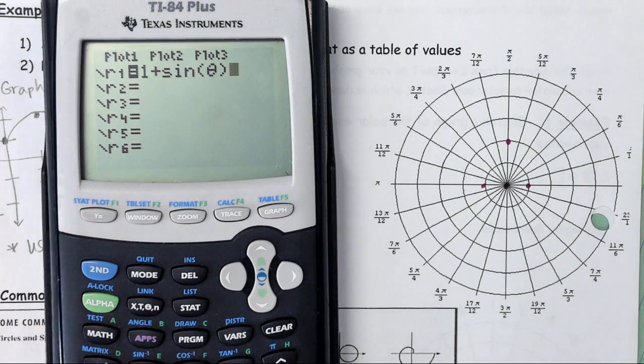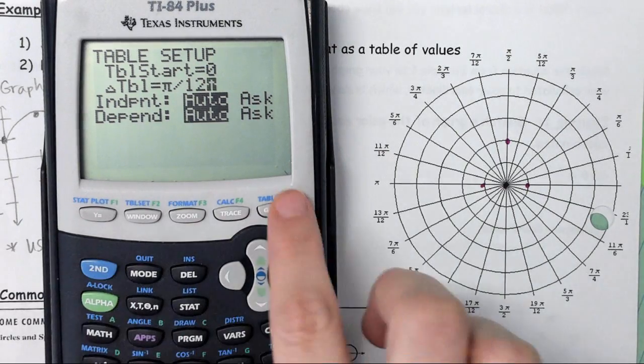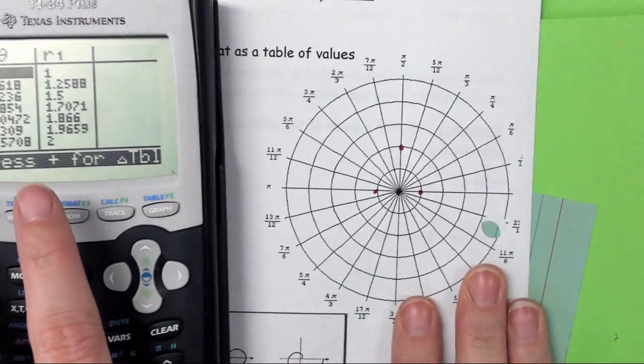Okay, and then this is all going to be about our table set. So if I go to my table set, I'm going to start at 0. And then, do you guys remember me saying yesterday what our scale is going to be by? Yeah, good. Pi over 12. Why pi over 12? Yeah, that's every line that's on your graph.